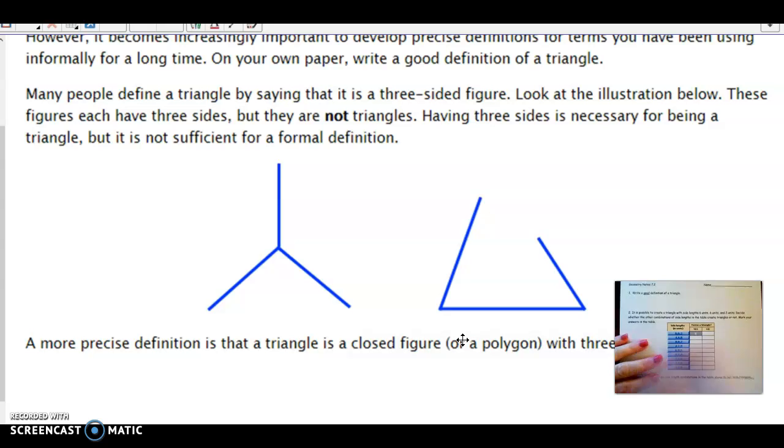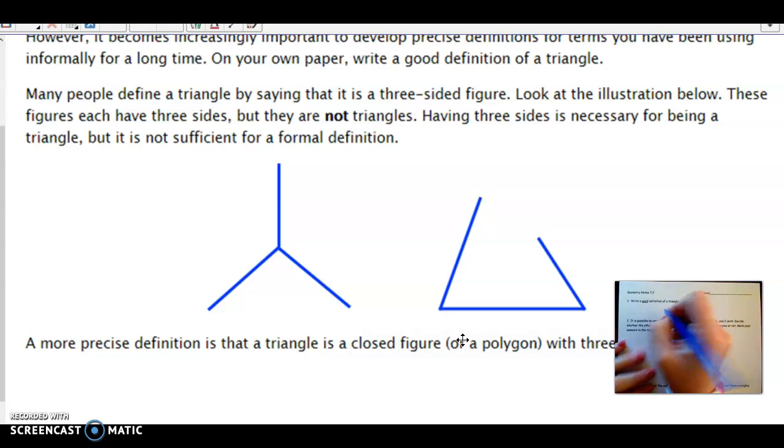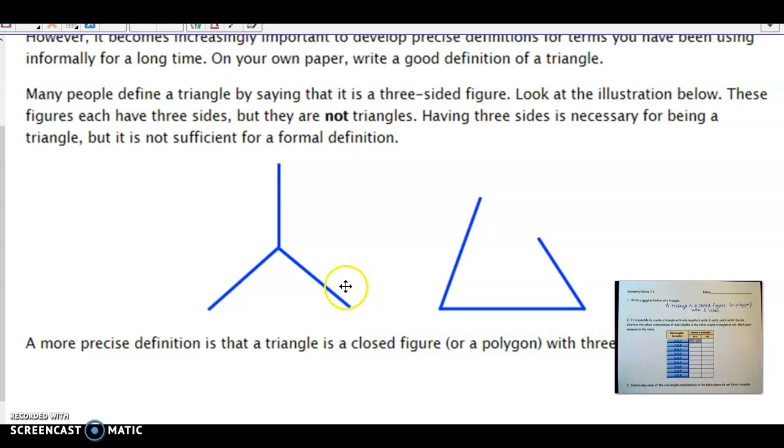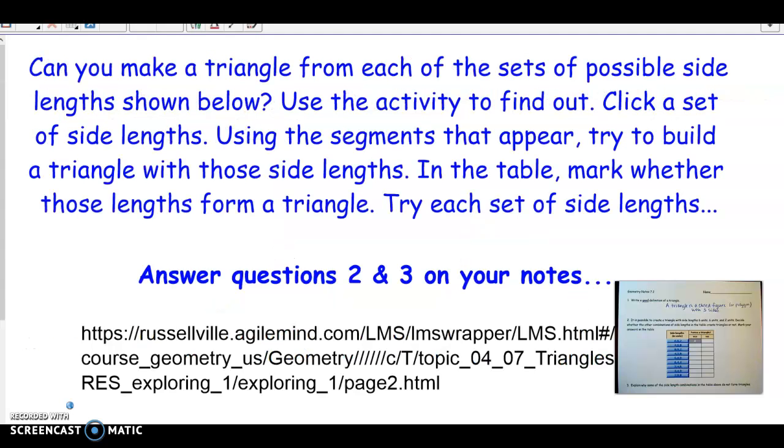So number 1 on your notes, what is a good definition of a triangle? A triangle is a closed figure or polygon with three sides. So we can't just say it's a three-sided figure because of these two figures that we have as drawings here.